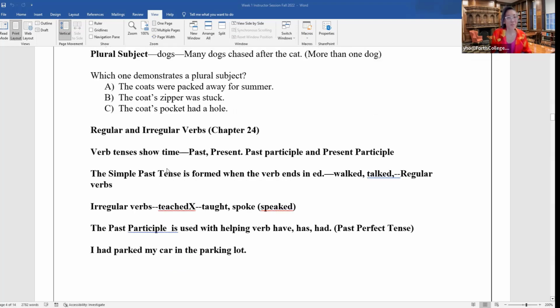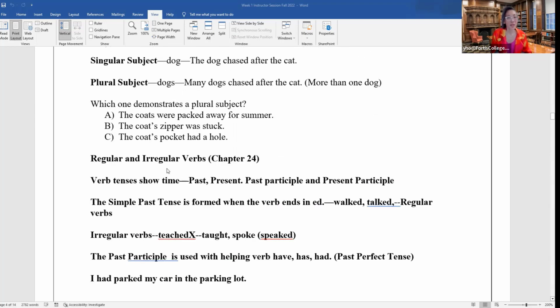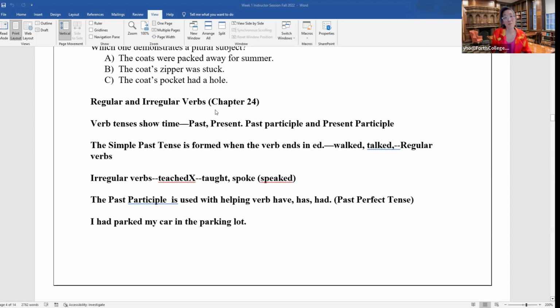All right, so now we're leaving behind subjects and objects and chapter 21 for that matter. Now we're going on to chapter 24 of your textbook, regular and irregular verbs. So how are verbs used in English? Verbs usually show action: I ran, I talk, I walk, that sort of thing. And verbs also show time. Yesterday I went to the park.